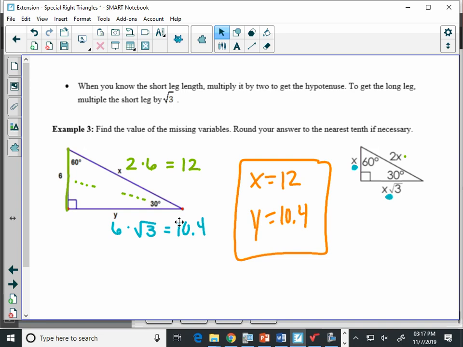There you go. So it's really easy. Once you know what your short leg is, all you do is just multiply. And then you do look at your diagram to determine what you're multiplying by.